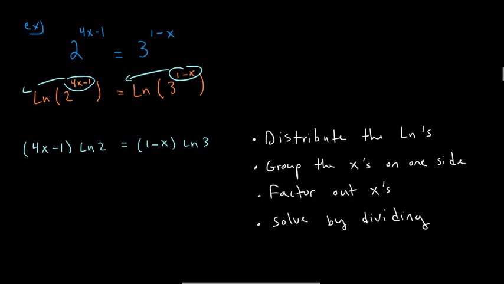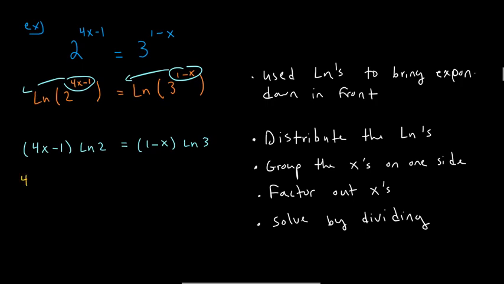So let's see if I can just show you that real quick. That's the strategy. I've first used natural logs to bring exponents down in front. Now I want to distribute this. So this is really going to look like 4x times the natural log of 2 minus the natural log of 2, and this is going to equal the natural log of 3 minus x times the natural log of 3. That is distributing the natural logs.